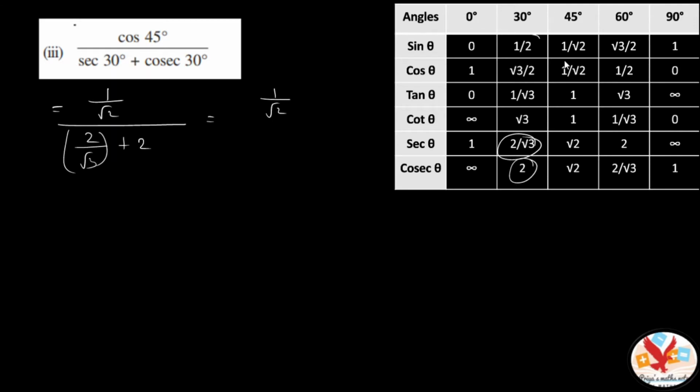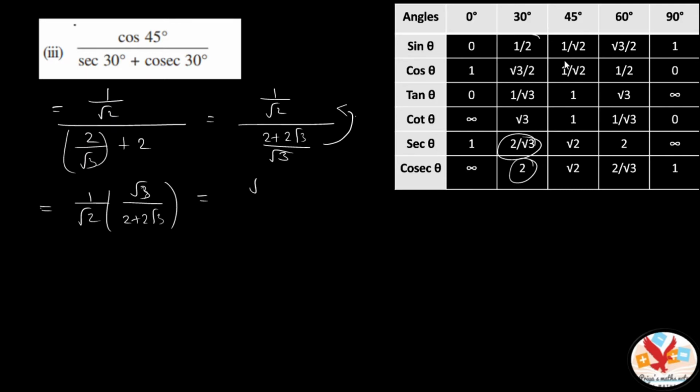1 by root 2 by 2 plus 2 by root 3, which is equal to 1 by root 2 into root 3 by, when these values go to the top, they will reciprocate. Okay, root 3 by 2 plus 2 root 3, which is equal to root 3 by 2 root 2 plus 2 into root 3 into 2. Okay, which is equal to root 3 by 2 root 2 plus 2 root 6.